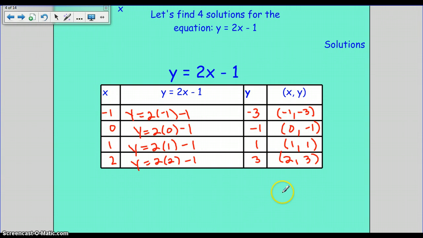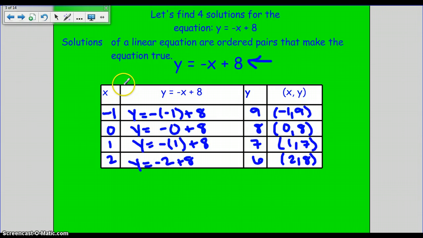Do you see the pattern? It's increasing by 2 each time. Isn't that a coincidence, though, that we're increasing by 2 and the coefficient in front of x was 2? Look at the last example. We were decreasing by 1 and the coefficient in front of x was a negative 1. Very interesting.